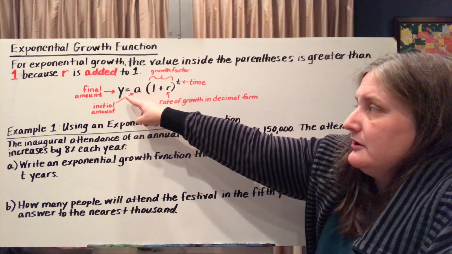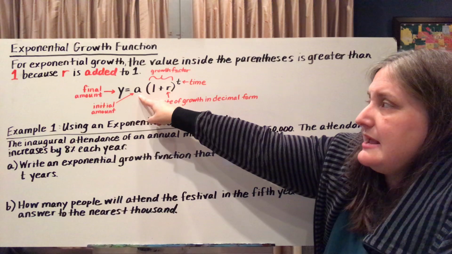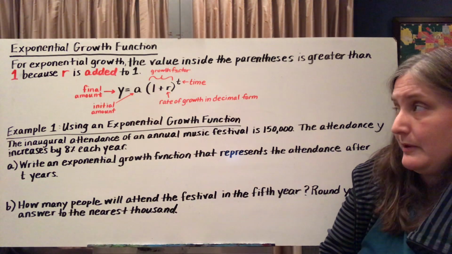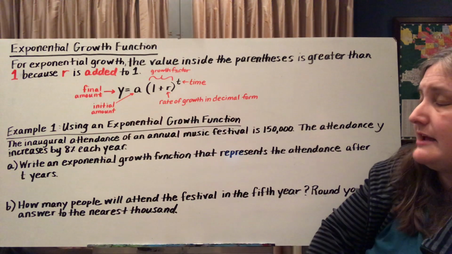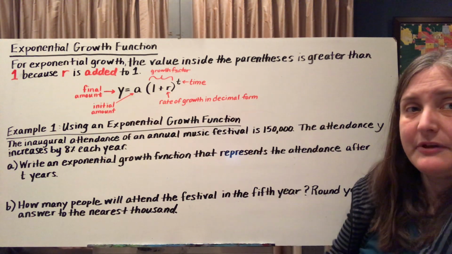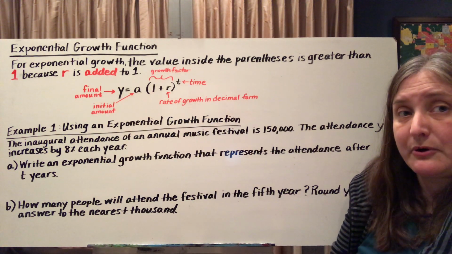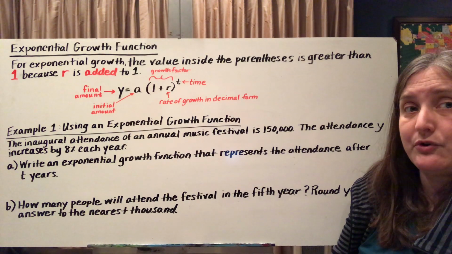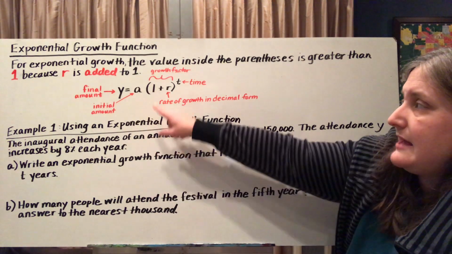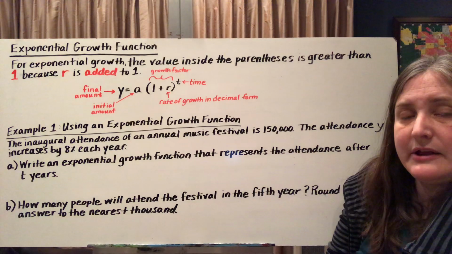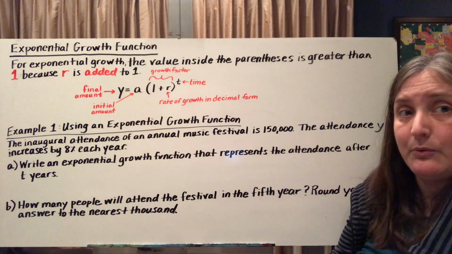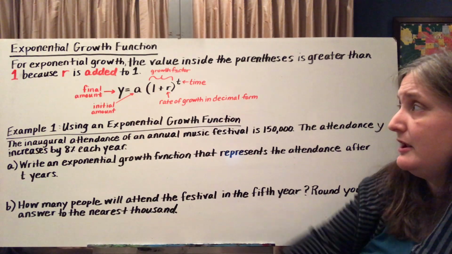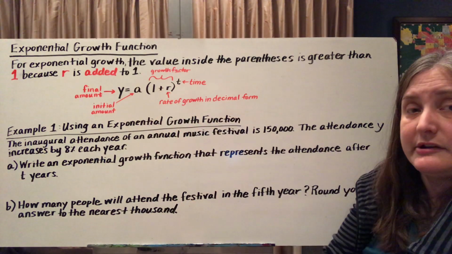Y represents the final amount that we end up with, while A is the initial amount, what we start with. And R represents our rate of growth in decimal form. So if something is growing by 20%, we would write that as 0.2. We always add it to 1. 1 represents 100%, which represents our initial amount. What we started with was 100%, and we're increasing it by a percentage.